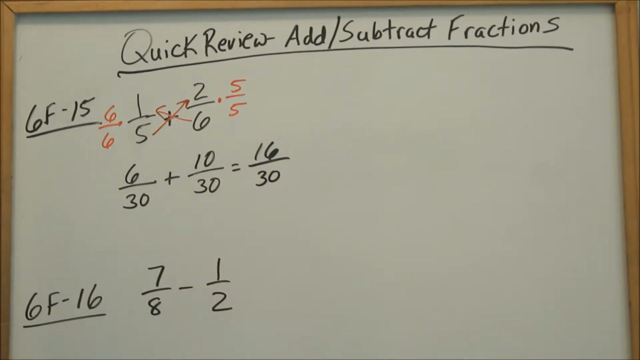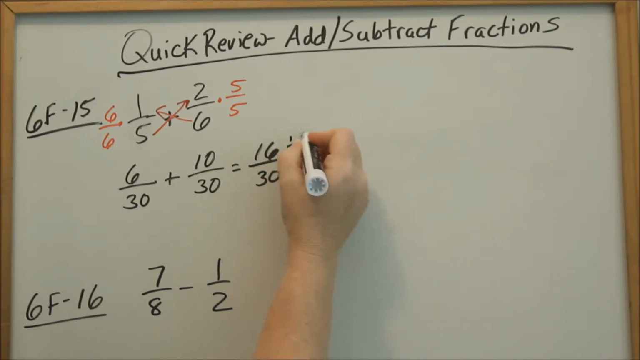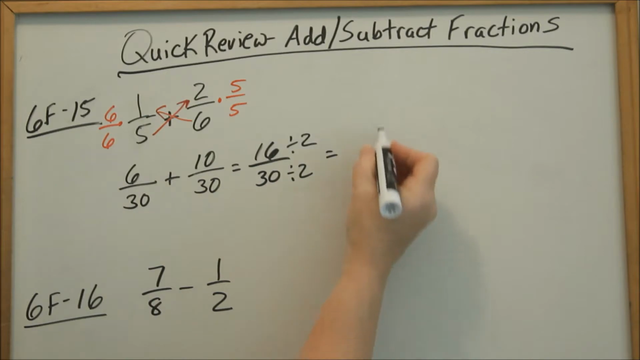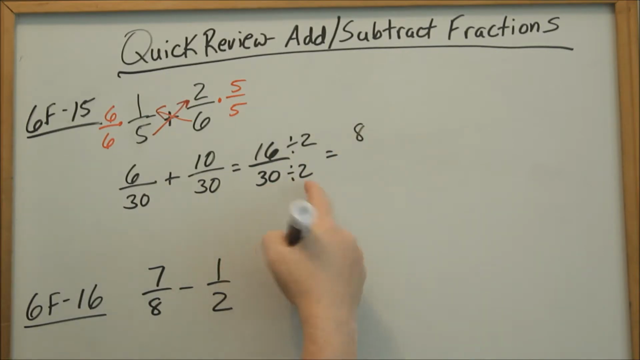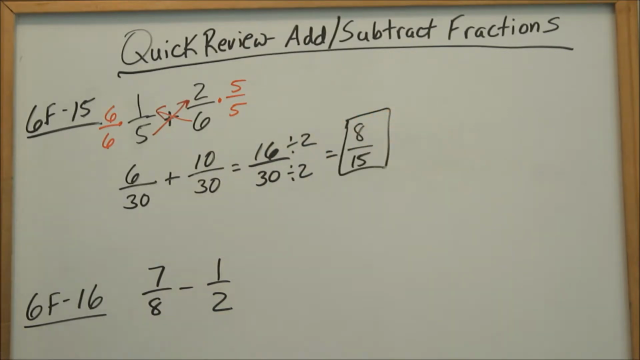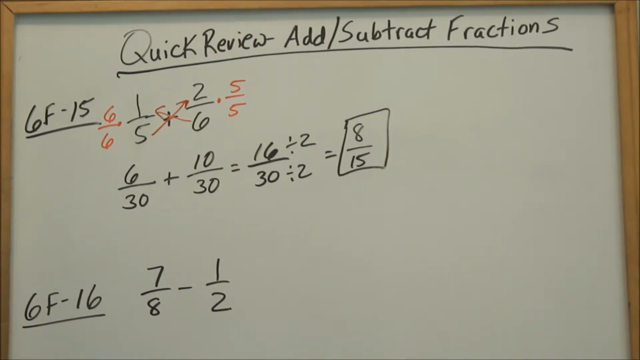Okay? Then the instructions say simplify if needed. You always reduce a fraction. We can reduce this fraction. This will for sure reduce by 2. So when you reduce it, we can divide both of them by 2. Whatever you do to one, you have to do to the other. 16 divided by 2, 8. 30 divided by 2, 15. And 8/15 won't reduce anymore.